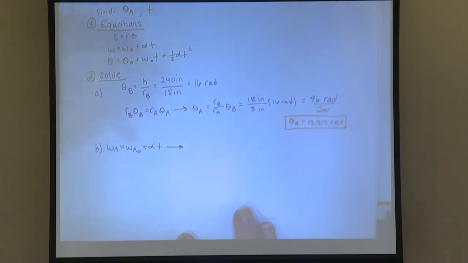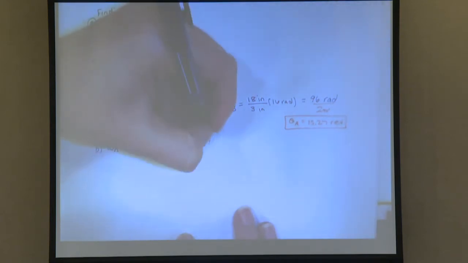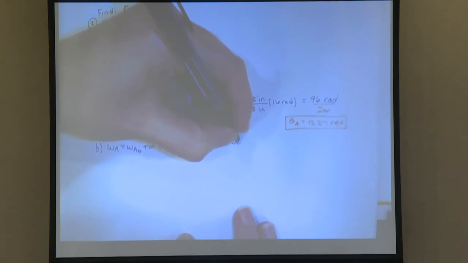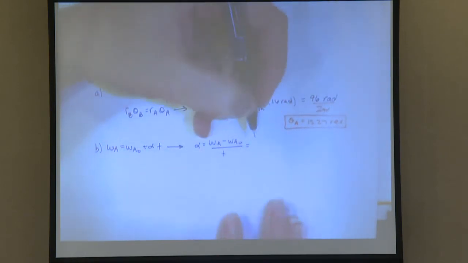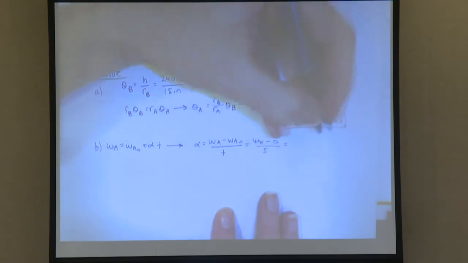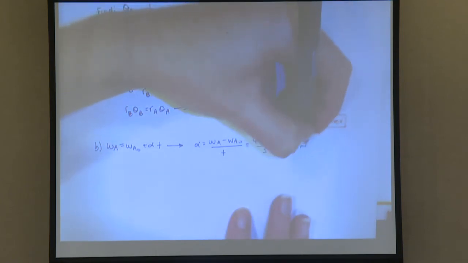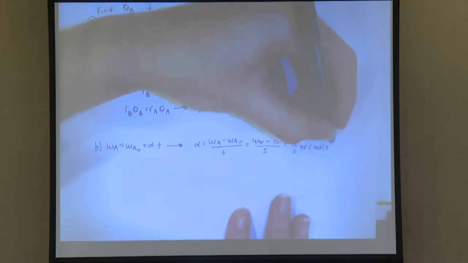So we get alpha is equal to omega A minus omega A naught divided by t. So that's 4 pi minus 0 divided by 5, which is 4 over 5 pi radians per second squared.